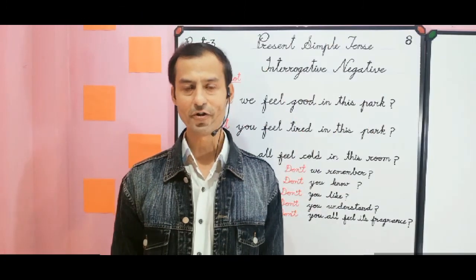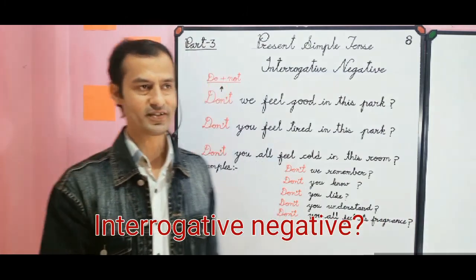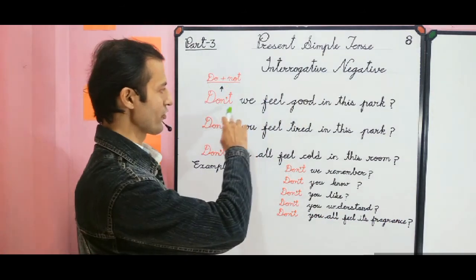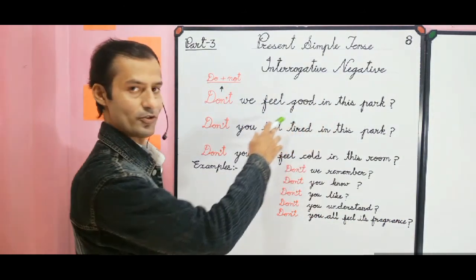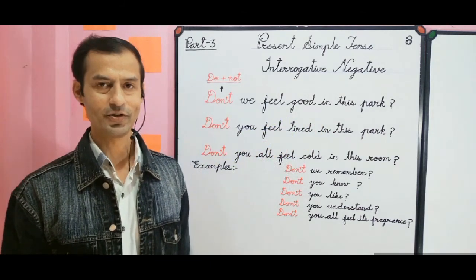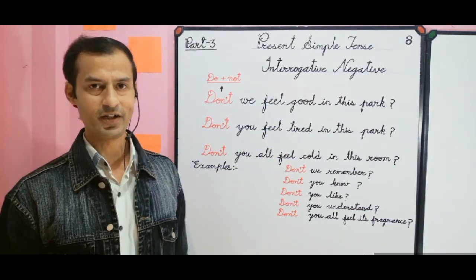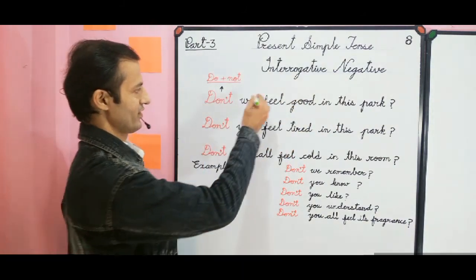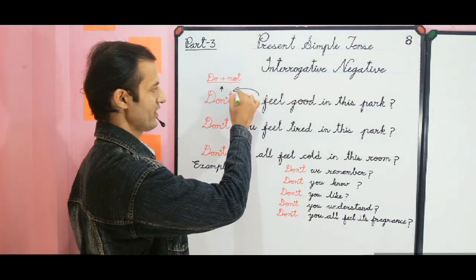So this is the interrogative negative structure of the present simple tense. In this sentence, don't we feel good in this park? So don't is the shortened form of do plus not, and don't is placed at the beginning of the sentence.